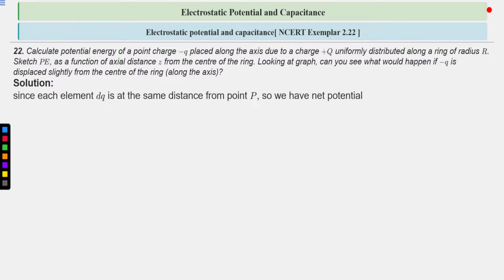Since each element dq is at the same distance from the point P, since the ring is symmetric, each element on the ring is equidistant from the point P. So we have net potential V equal to, after integrating dq, it will become Q, the charge on the whole ring. After integrating these small dq charges, it will result in capital Q. That is the whole charge on the ring.